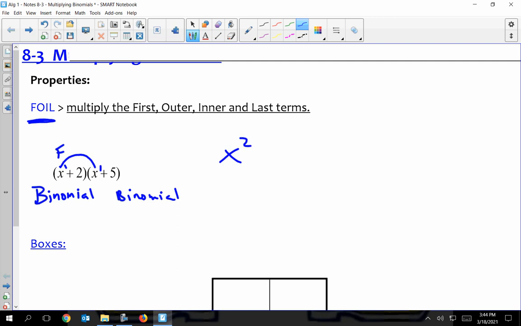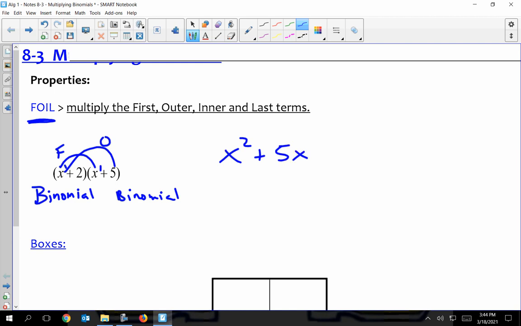Okay. The O in FOIL is taking the outside terms from each set of parentheses. So the first one in the first set, the last one in the second set, and that's where you get the O in FOIL. So this is x times 5 gives me 5x.